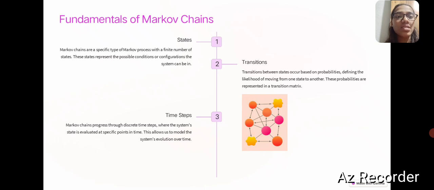Step 3: time steps. Markov chains progress through discrete time steps, where the system's state is evaluated at specific points in time. This allows us to model the system's evolution over time.